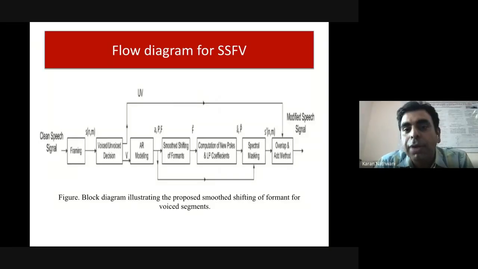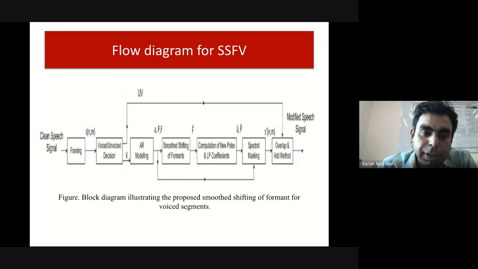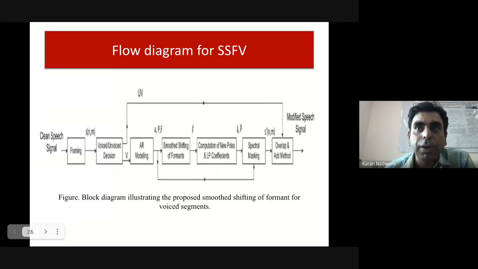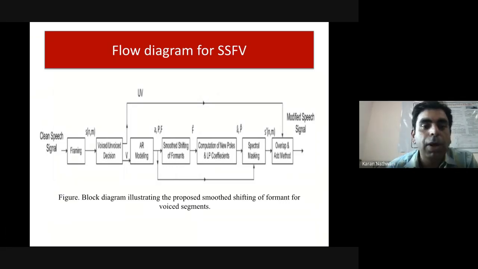analyzing the voiced and unvoiced identification task as well. So now we start with the process and the block diagram here. We again have a clean speech, that is our normal, original speech. We again do the framing, that is the windowing. We take the small segments, do the windowing, and then analyze whether it is a voiced or unvoiced decision. And now I hope you have got an idea.